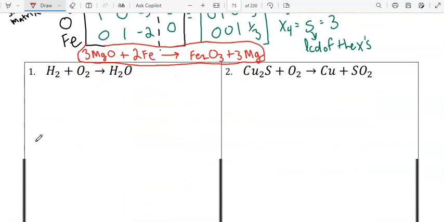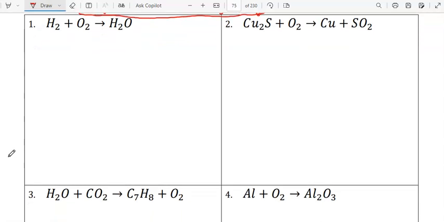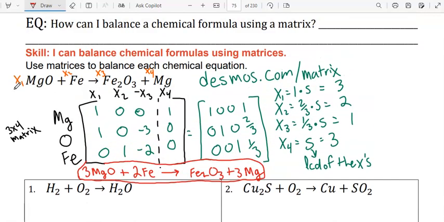Alright, go ahead and try the other questions on your own. Set up the augmented matrix. Determine what x1, x2, x3, and so on is. And that least common denominator for whatever the last term is. And then write out your balanced formula. For the essential question, be sure to also explain in your own words how you do this.